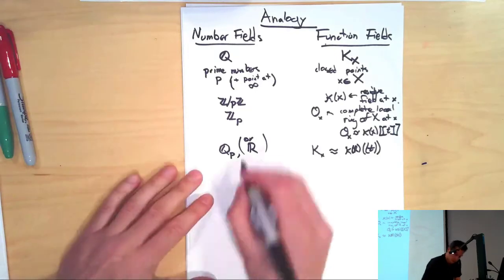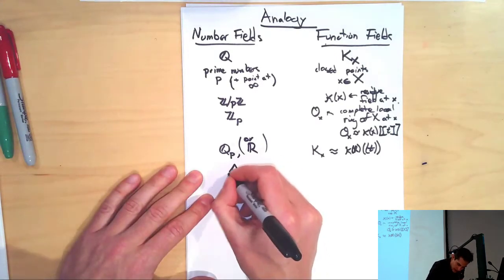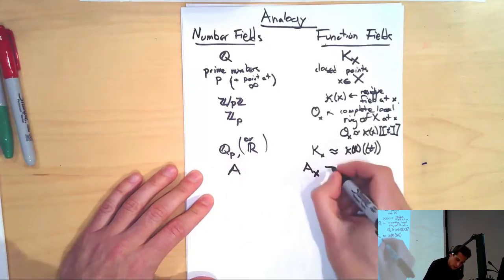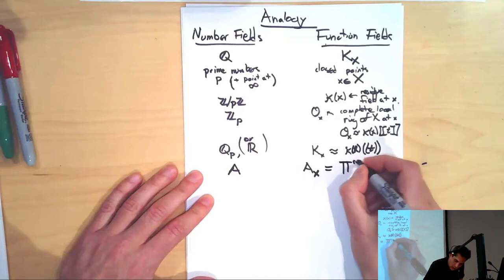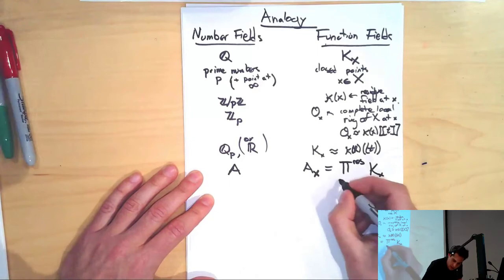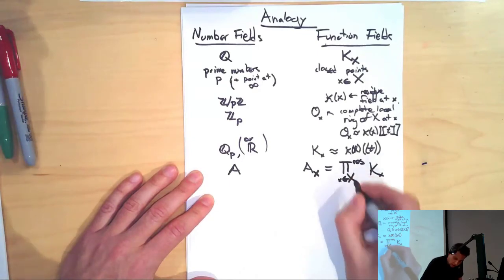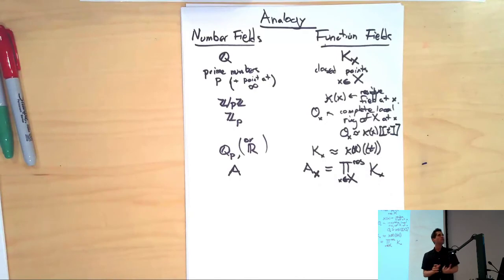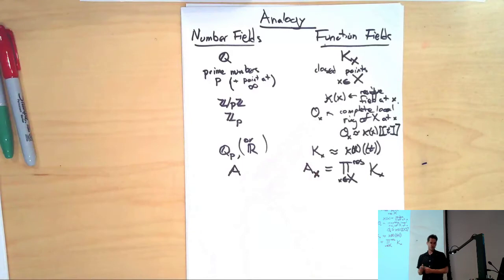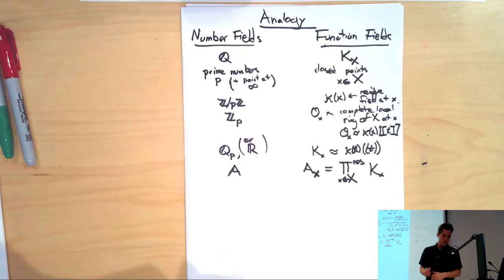In the previous lecture I mentioned the ring of adeles, A. That has an analog on this side, which I'll write as A_X, which is a restricted product of all of these local fields K_x, where x ranges over the collection of closed points of my curve. So again, the restricted product means you consider the subset of the Cartesian product where all but finitely many of the components are required to lie in this subring O_x. Okay, so this is a brief review of some general analogies.